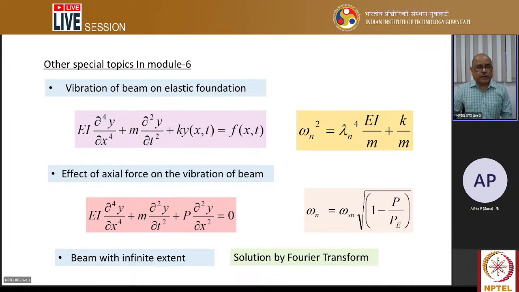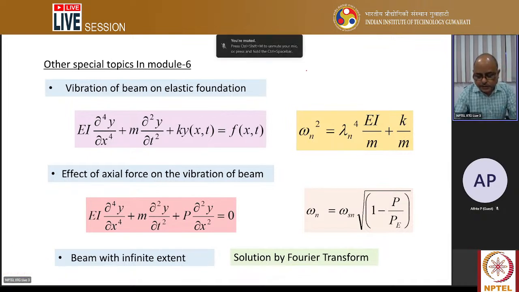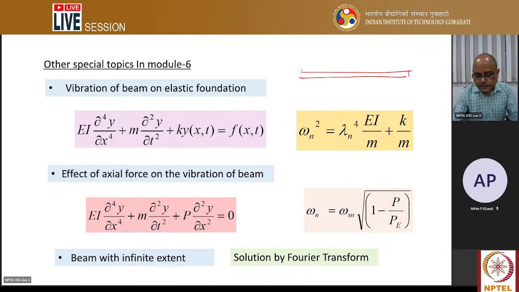Other special topics that I have discussed in module 6 are vibration of beam on elastic foundation. That thing is very common, especially in, say, railway track rails supported on sleepers continuously at a close spacing. The sleeper acts like a spring, modeled like a spring. So that means this beam is resting on an elastic subgrade.